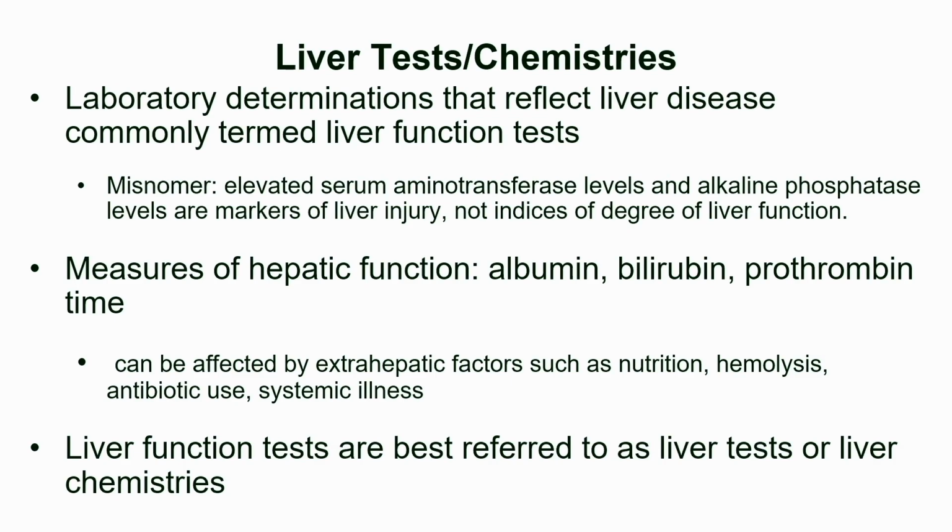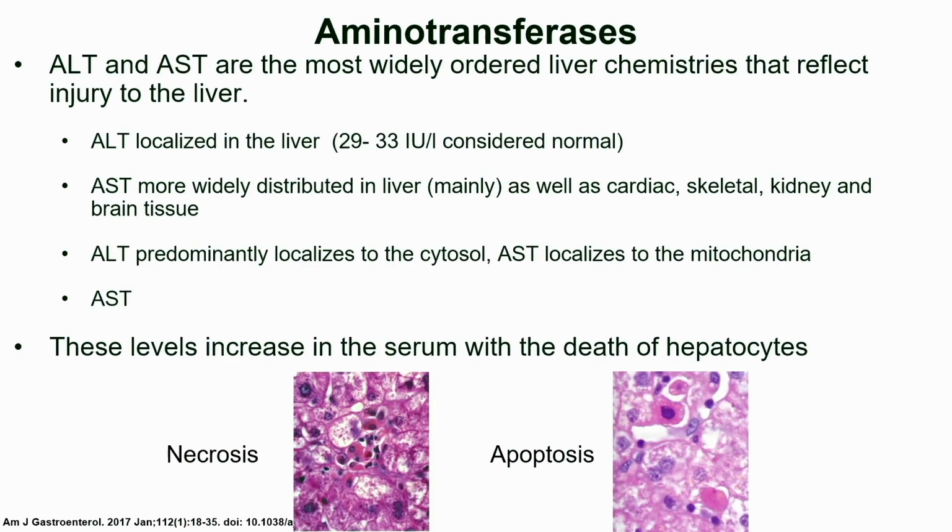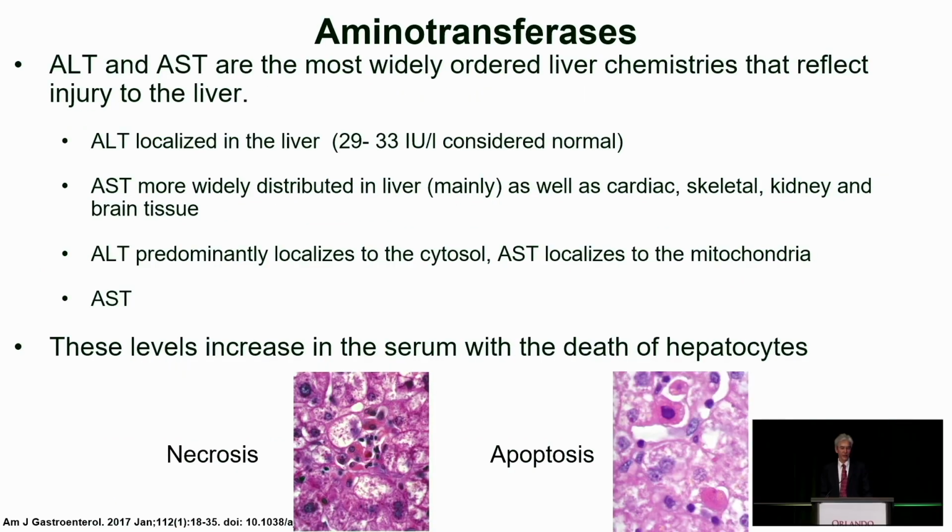For instance, prothrombin time will go up if you have received antibiotics. If you have hemolysis, the bilirubin can be up. Severe systemic illnesses such as SARS-CoV-2 infection can reduce your albumin levels. So they're best known as liver tests or liver chemistries. AST and ALT are the most widely ordered liver chemistries that reflect injury to the liver. ALT is in the liver, and in the ACG guidance that we published a few years ago, based on liver-related mortality, we recommended that 29 to 33 international units be considered the normal level.